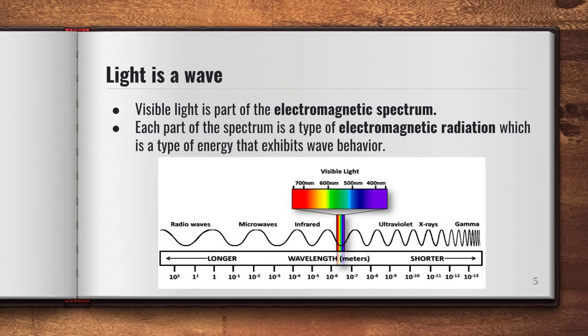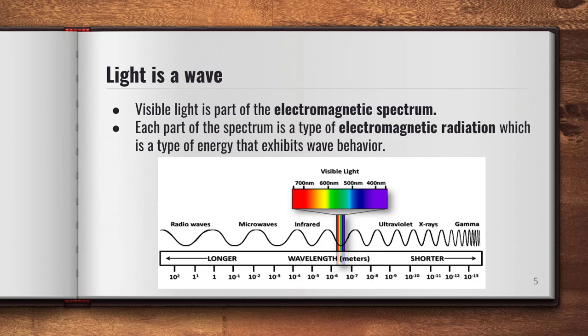So a couple things we need to keep in mind are concepts that are related to light, and light is a wave. We know this because visible light is part of the electromagnetic spectrum. You've probably seen this before in some previous science classes. Each part of the spectrum is a type of electromagnetic radiation, which is a type of energy that exhibits wave-like behavior. So as you can see on the left-hand side, we have long waves, things like radio waves and microwaves, and as we go towards the right here, the wavelength gets shorter and shorter.